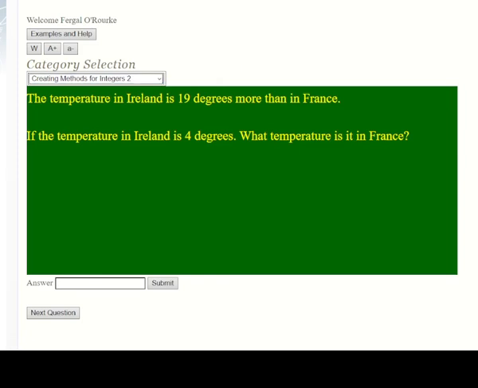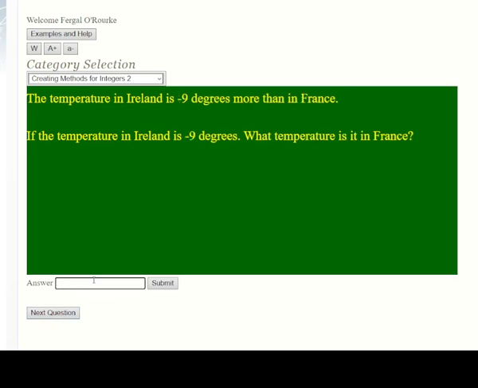Now that you've been given the formula in the last few questions, you have to create the formula yourself by thinking about it and then applying it. In this question, you're asked, what temperature is it in France? It tells you that the temperature in Ireland is 19 degrees more than in France. So to find the temperature in France, you would take the temperature in Ireland and subtract those 19. So it's 4 take away 19, which is -15.